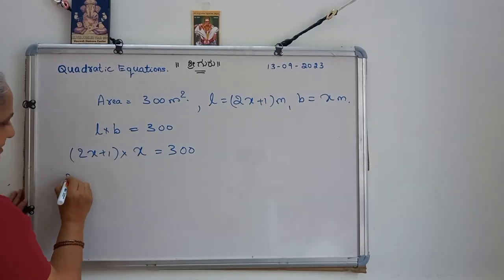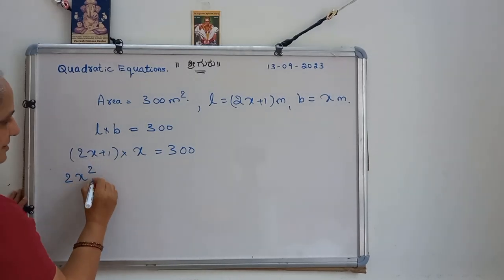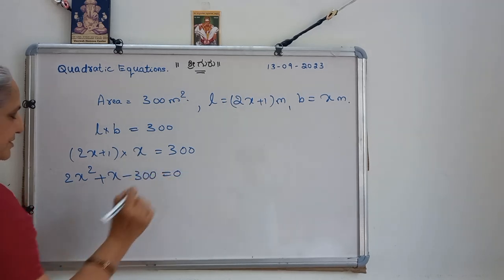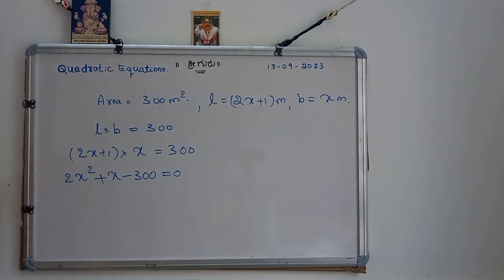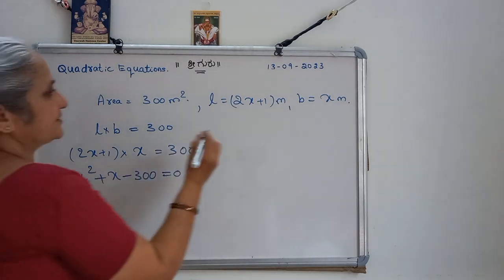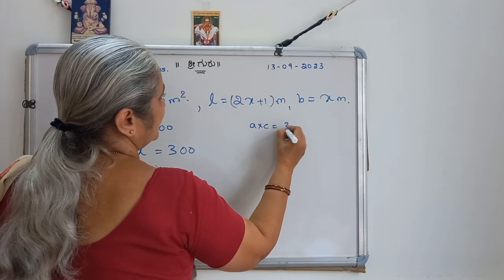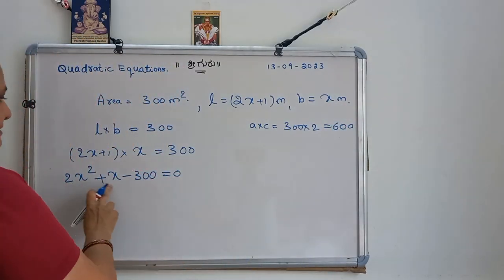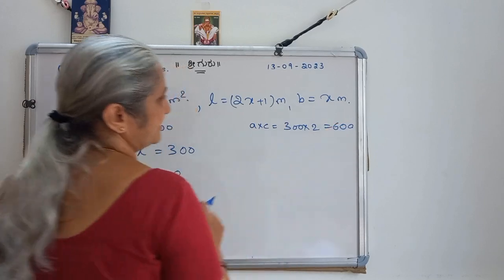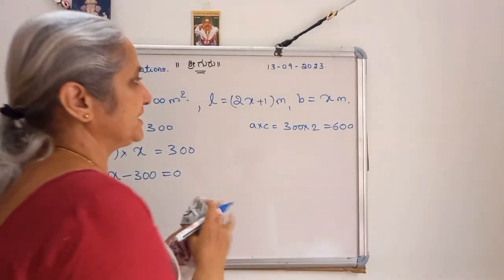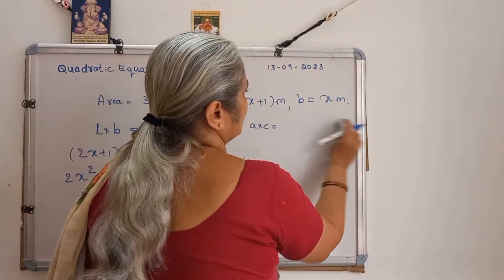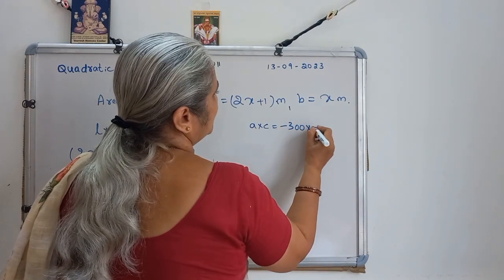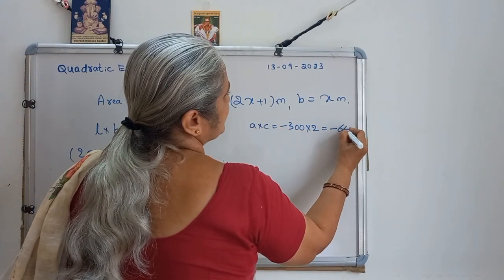That is x into 2x, 2x square, x into 1 plus x. So directly we can take minus 300 is equal to 0. Here A into C is 300 into 2 is equal to 600. Okay. And B is minus 600. We should be very careful with the signs. It is minus 300 into 2 is equal to minus 600.